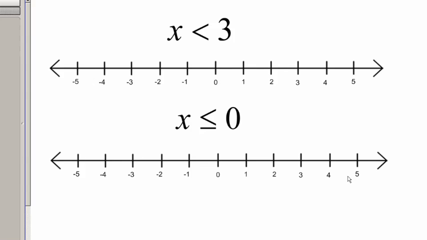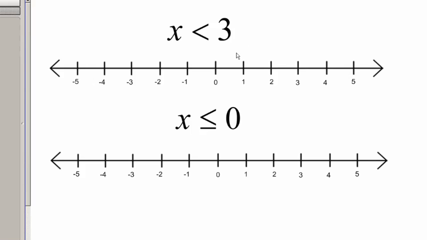Alright, I'm going to graph x is less than 3. This means less than 3. And somehow I've got to represent on the number line all the possible values that make this inequality true. So let's see, -2 works, -1 works, 0 works, 2 works, 2.5 works. Does 3 work? No, I gotta stop at 3. Anything that's 3 or above doesn't work.